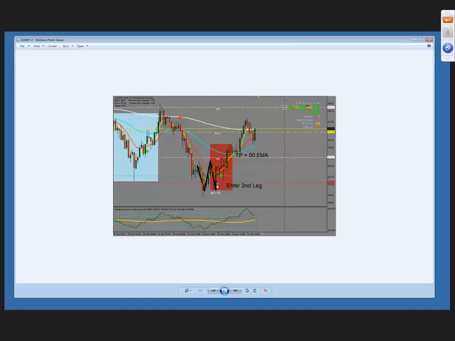So my entry is right here. I can see here that it retested. I'm looking, there's a W right here. I should have marked that for you. There's a W here. So now a lot of people can wait until this candle paints, but for me, as soon as I see that headed up, that's my entry.